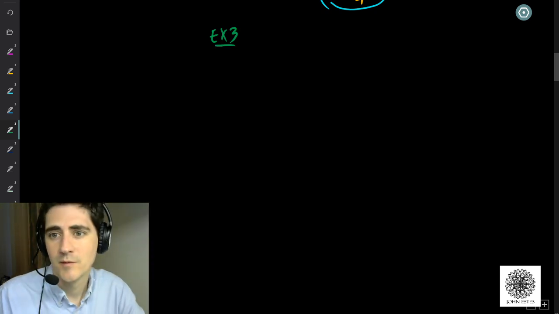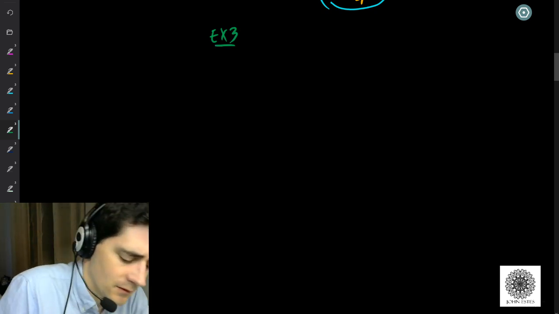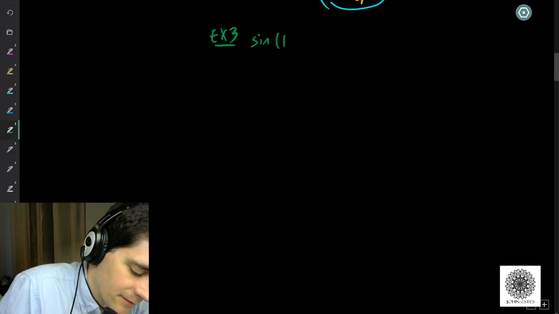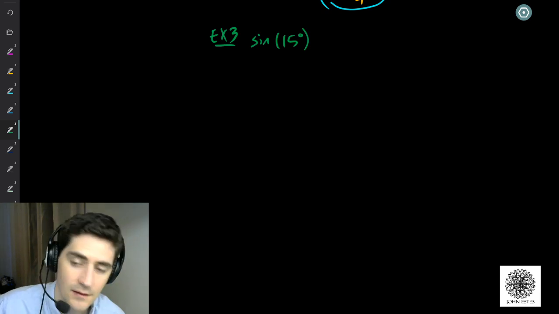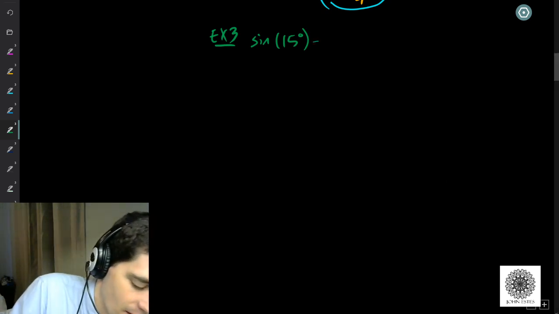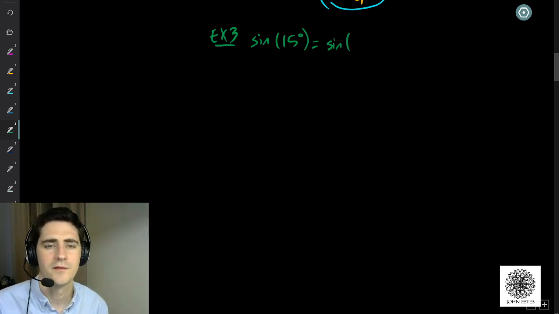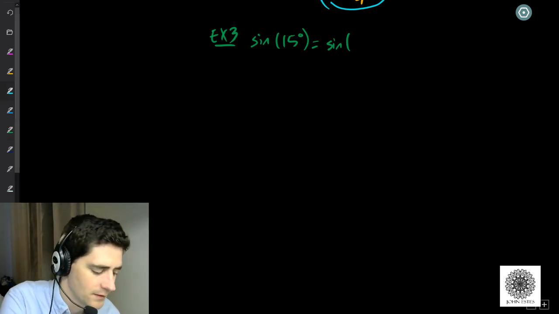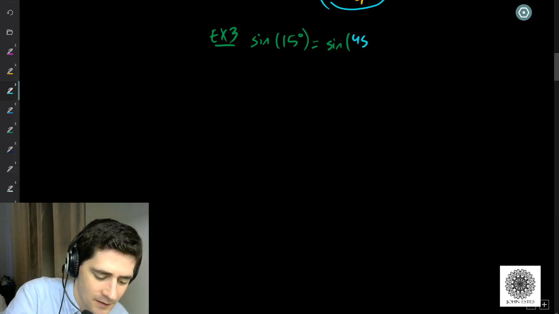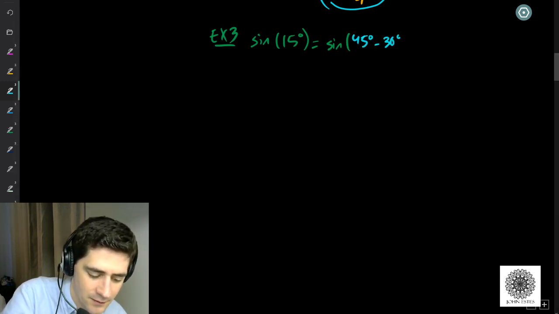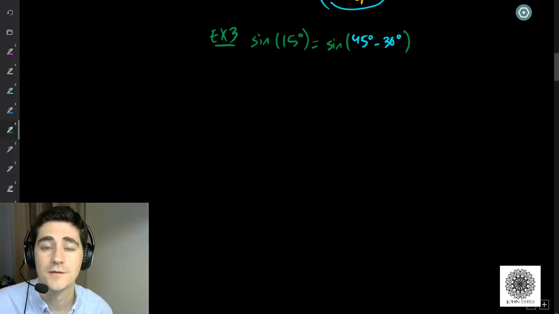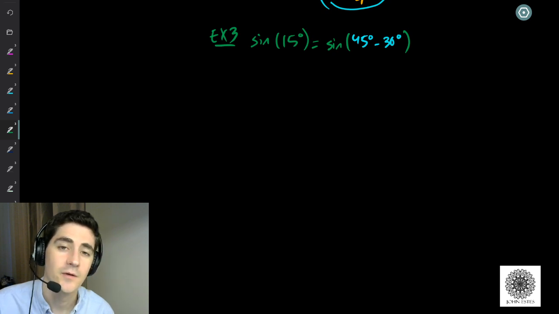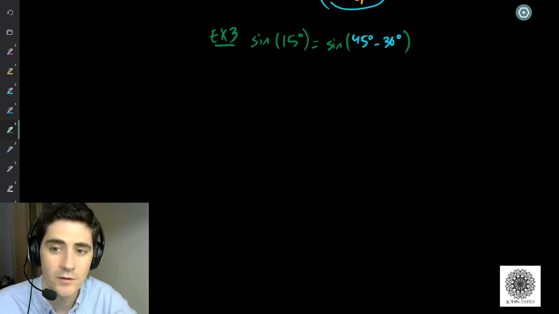And I'm changing mine from the books a little bit. Why don't we do sine of 15 degrees? Which we recognize as sine of, well, what are my common angles that give me 15 degrees? How about 45 minus 30? Does that work? I could have also done 60 minus 45, right? But we'll just go with this one.